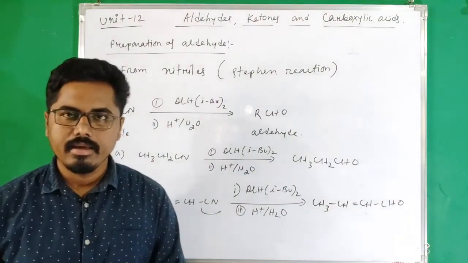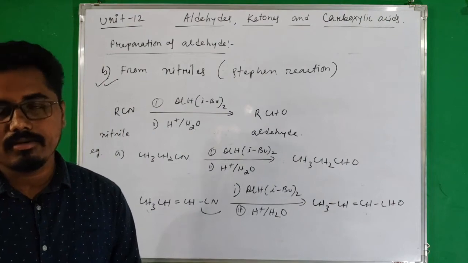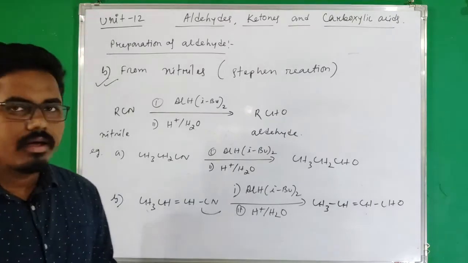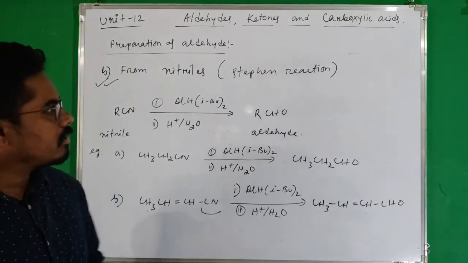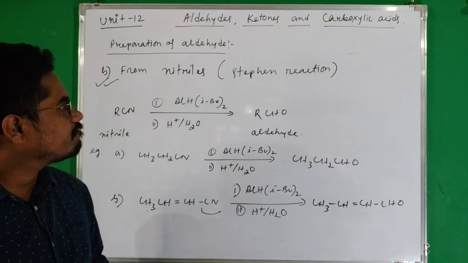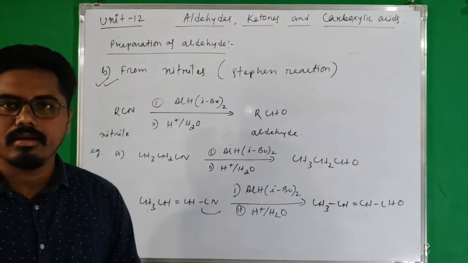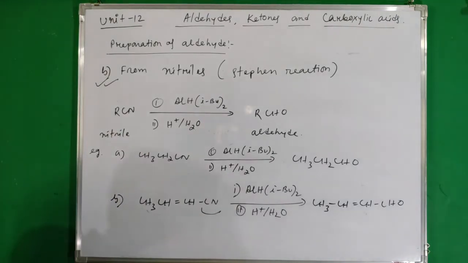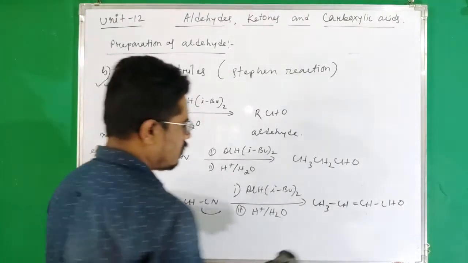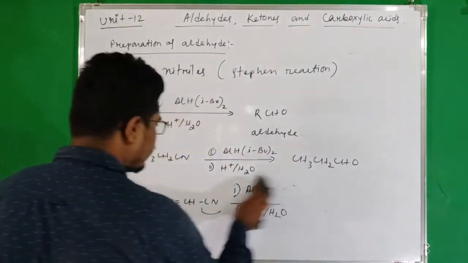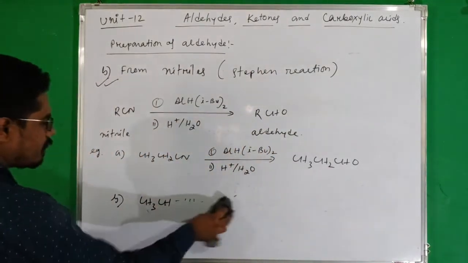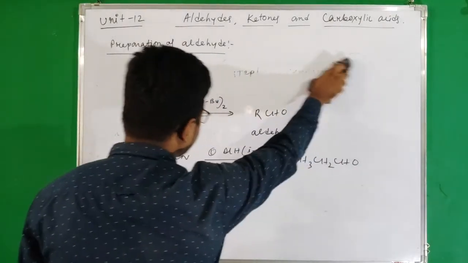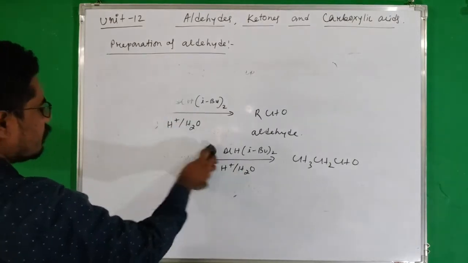Earlier we prepared aldehyde from acid chloride or acyl chloride. That reaction is known as Rosenmund reduction, and in this reaction we prepared aldehyde from nitriles. Then let us discuss another method by which we can prepare aromatic aldehydes, that means benzaldehyde. And generally benzaldehyde is prepared from hydrocarbons.